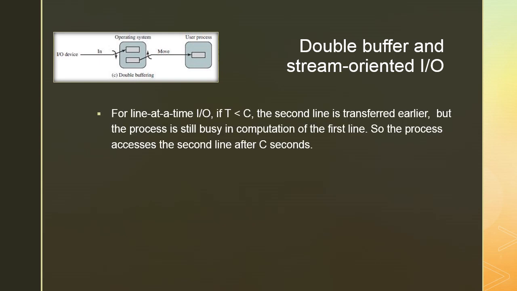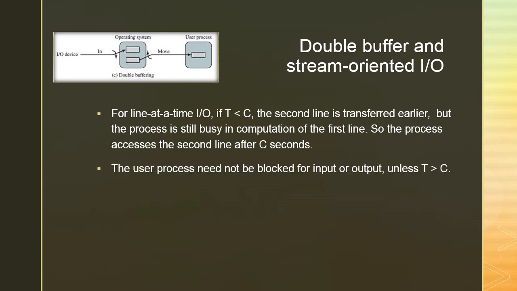For line at a time I/O, if T is less than C, the second line is transferred earlier, but the process is still busy in computation of the first line. So the process accesses the second line after C seconds. The user process need not be blocked for input or output unless T is greater than C. So it will finish computation and then it will block until the next line becomes accessible.